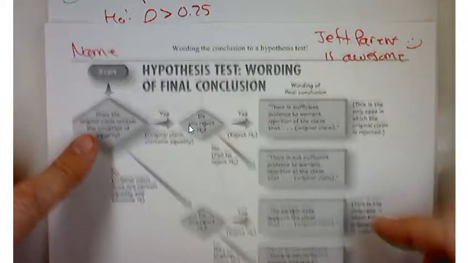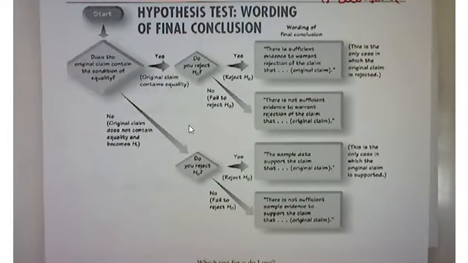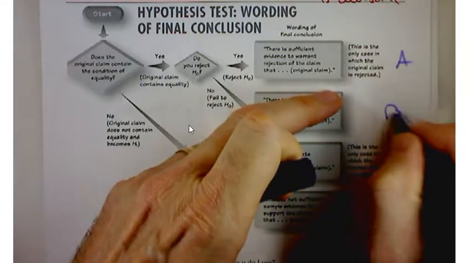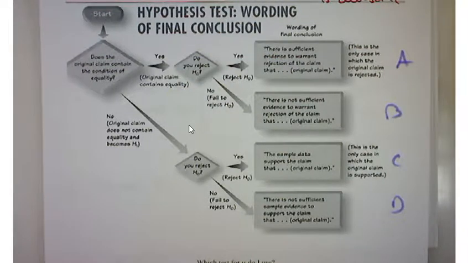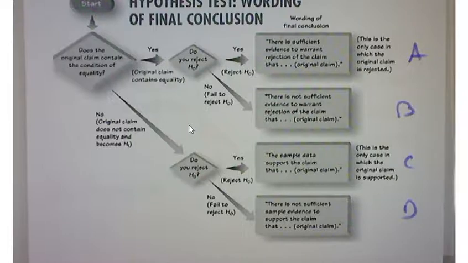So, here's how you word things. And let me label this this way: A, B, C, and D. You've got 4 choices for how you word your conclusion. But those choices are going to be motivated by the form of your alternative hypothesis. Or excuse me, you're motivated by the choice of your original claim.